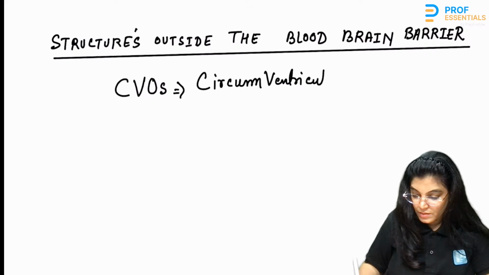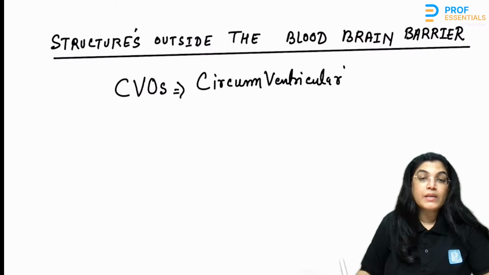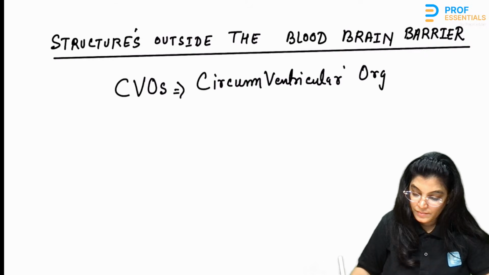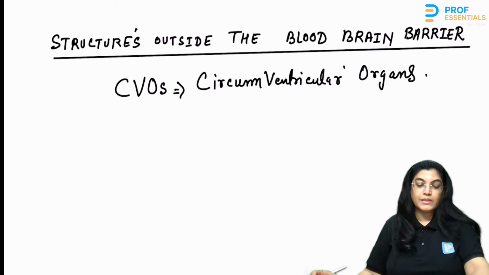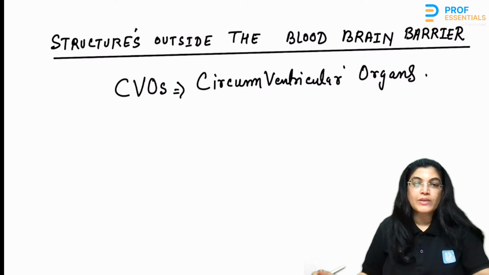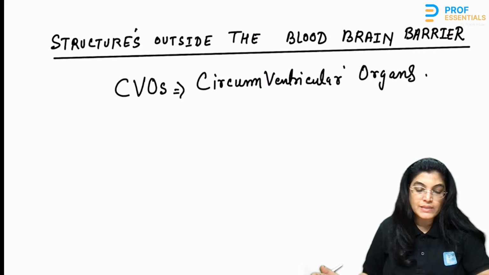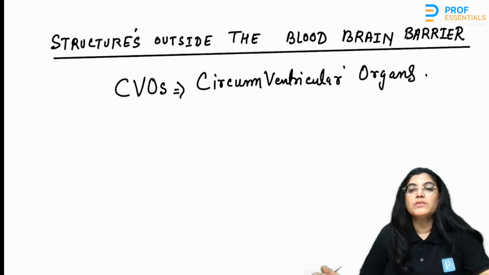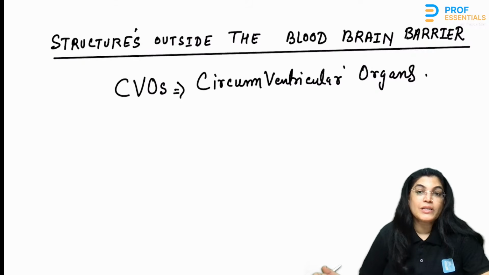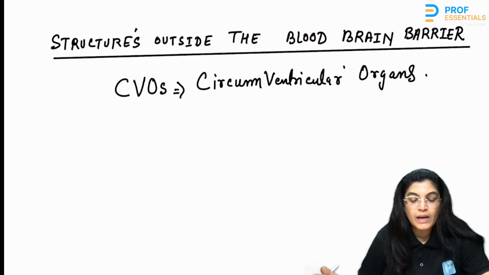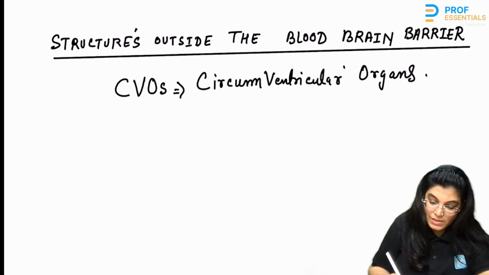Circumventricular organs. Okay. So basically these are the key structures, the circumventricular organs, which are the following. For example, in neuroanatomy you will see this structure. One of the structures is the area postrema. Area postrema is actually the vomiting center, which is important, and is a circumventricular organ.